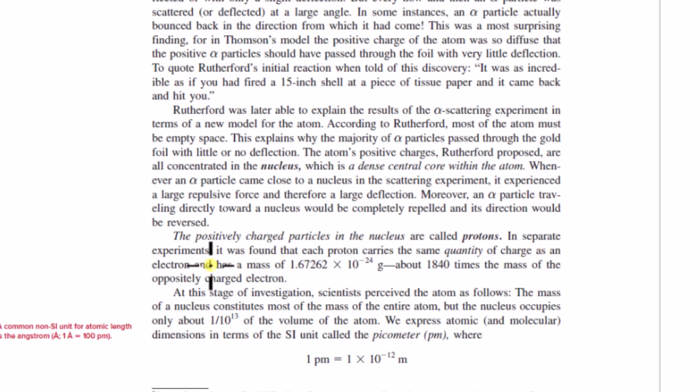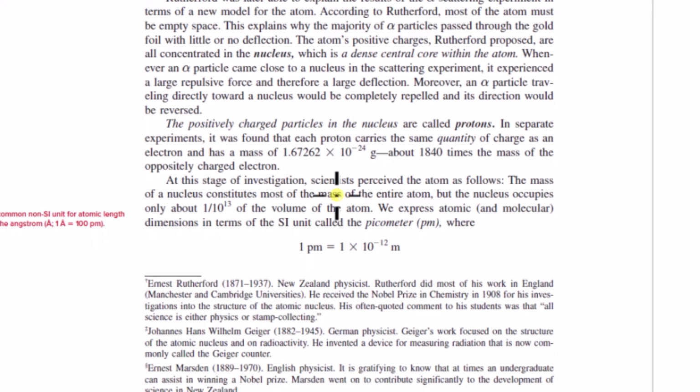So that required more investigation, but at some point they realized it was charged particles. Okay, in separate experiments, it was found that each proton carries the same quantity of charge as an electron and has a mass on the order of 10 to the minus 24. The electron was 10 to the minus 28, so the proton is about 1,840 times heavier than the electron. Okay, so the masses of the electron and the proton are different, but the charges are identical.